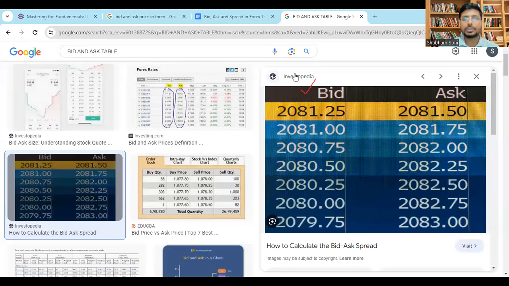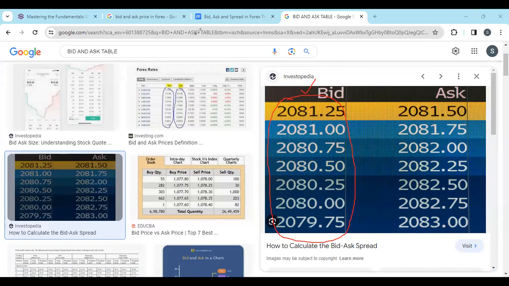So this is the bid price. Bid price means these are the rates on which sellers are willing to sell, and this is the ask price, which means that buyers are willing to buy. So bid price means sellers are willing to sell, and ask price means buyers are willing to buy. And you know what? The difference between these two is known as spread and not swaps. Okay. So that's how bid and ask price basically works.